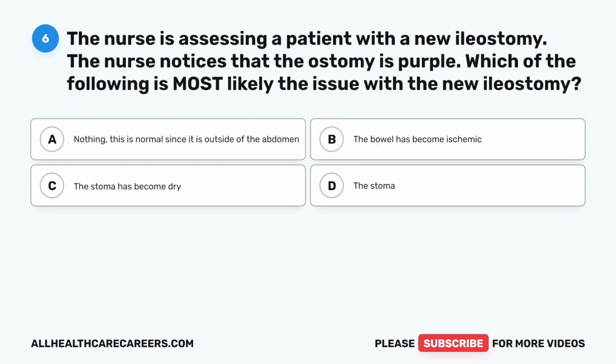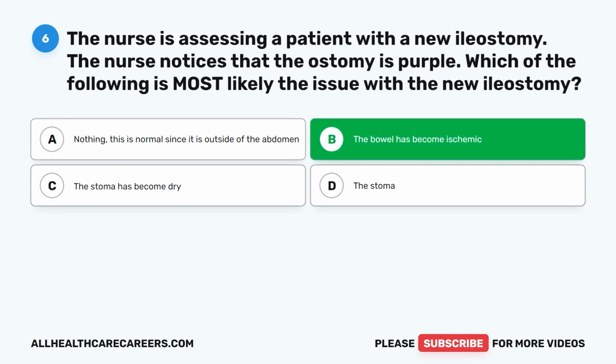Question 6. The nurse is assessing a patient with a new ileostomy. The nurse notices that the ostomy is purple. Which of the following is most likely the issue with the new ileostomy? A. Nothing. This is normal since it is outside of the abdomen. B. The bowel has become ischemic. C. The stoma has become dry. D. The stoma. The correct answer is B.